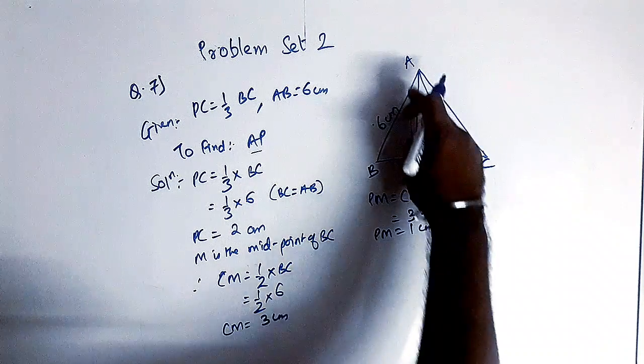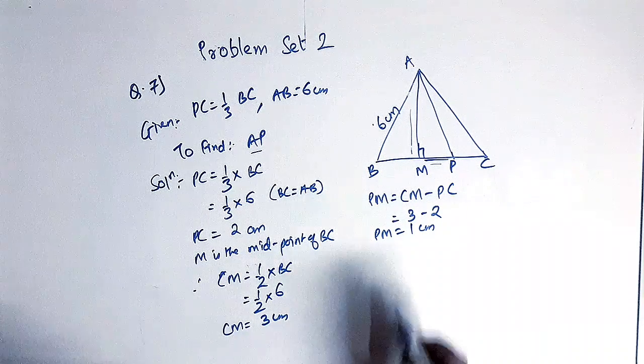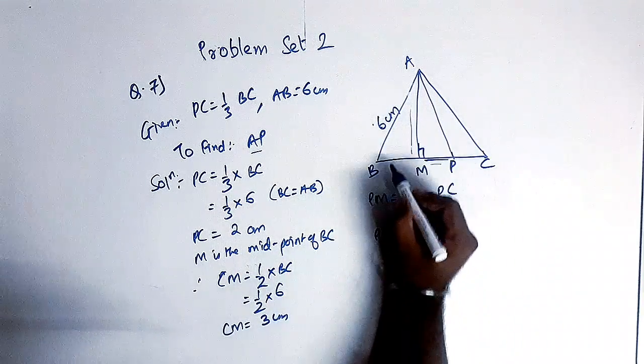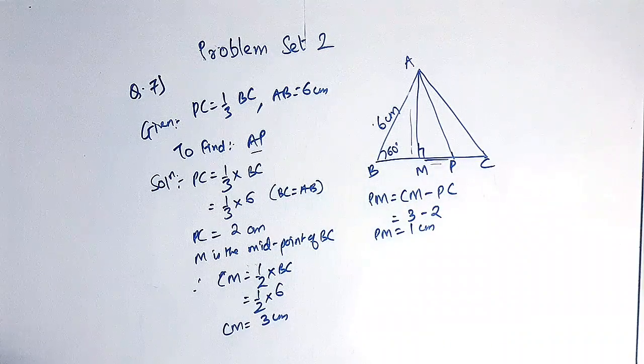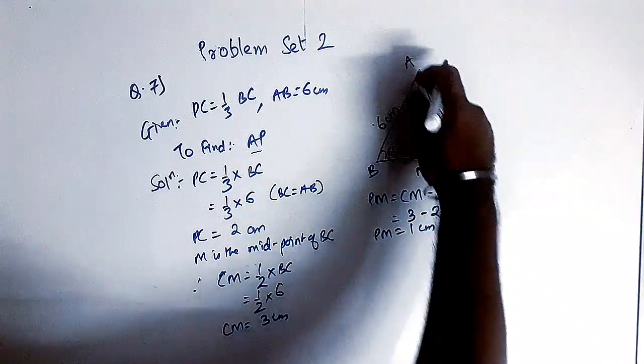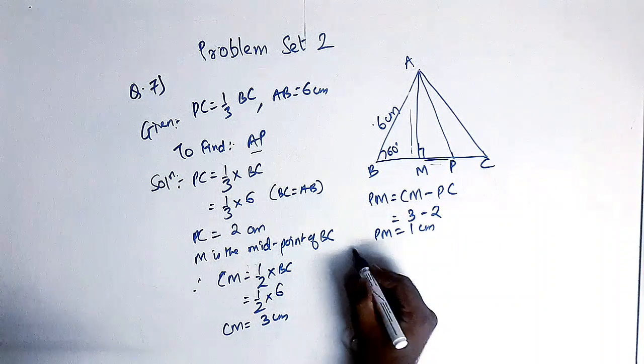Now how will you find AM? Very easy. You can go by Pythagoras theorem or you can go by 30, 60, 90. You know this is an equilateral triangle. Because it is an equilateral triangle, AM is the side opposite to 60 degree. Side opposite to 60 degree, we know it is root 3 upon 2 of the hypotenuse.